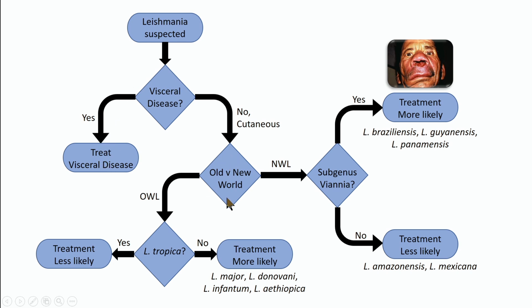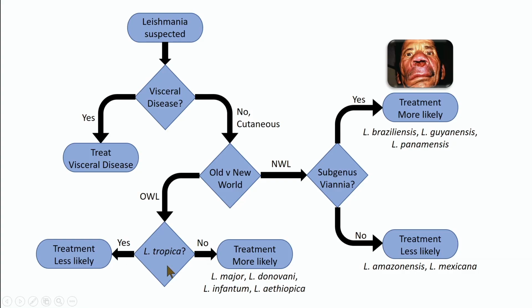And then for the cutaneous disease, we can divide our Leishmania species into either Old or New World. In the Old World Leishmania, I think the treatment decision is really, is it Leishmania tropica, which is more likely to resolve on its own, although expert opinion diverges somewhat. And then within the New World species, subgenus Viannia is the real question. This includes L. braziliensis, guyanensis, and panamensis, which are much more likely to produce this mucosal disease. They have this mucosal tropism.